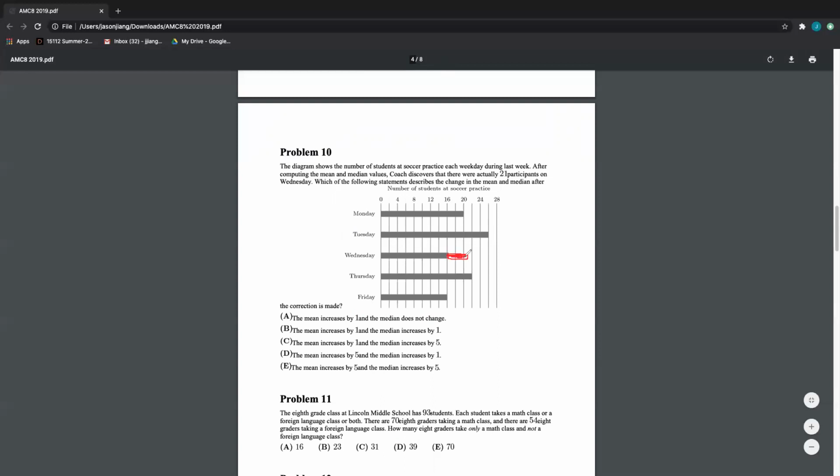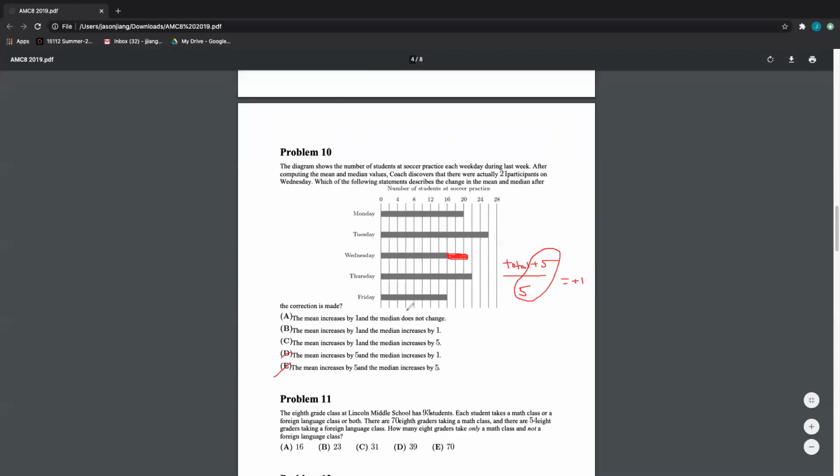Let's first think about what the change to the mean is. The total is being increased by 5, but to calculate the mean, we would have to divide by the number of days, which is 5. So the change that we make is just plus 5 divided by 5, which is just 1. That means that the mean is going to increase by 1. So we can rule out D and E.